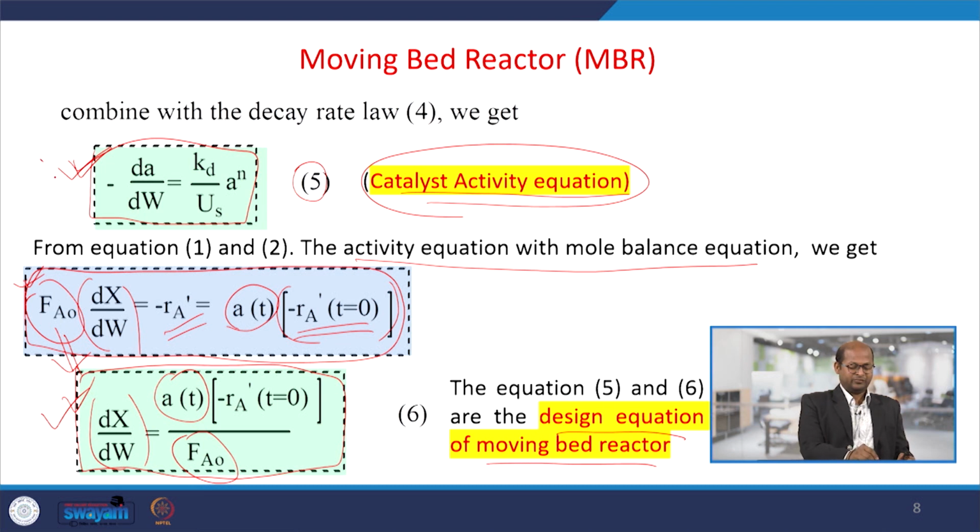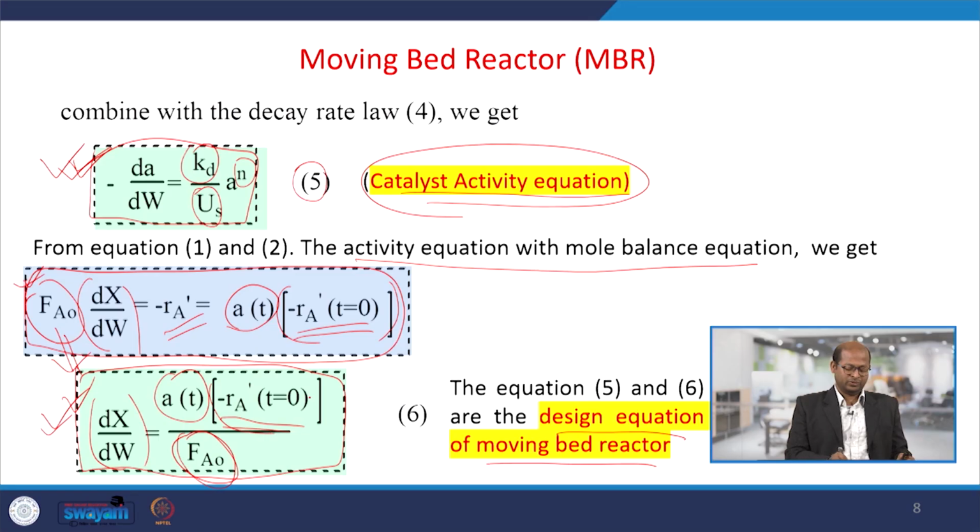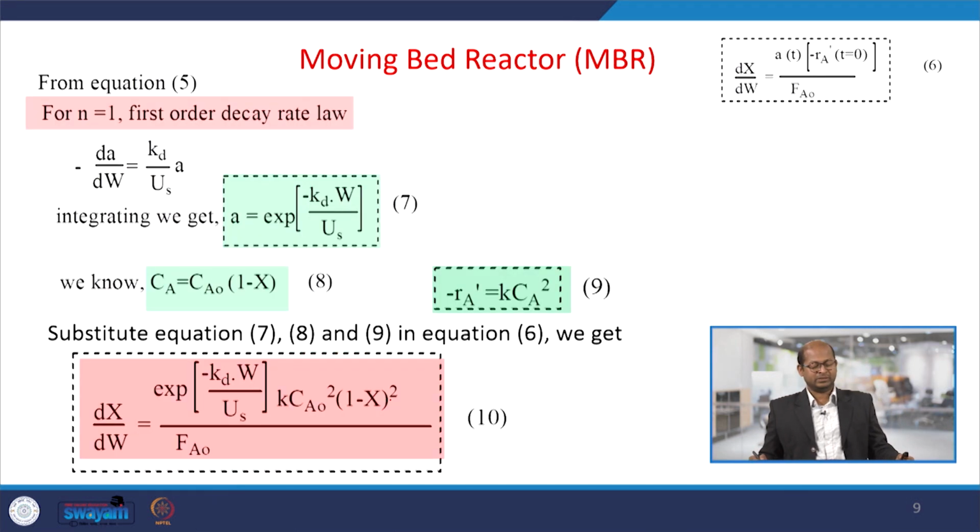So, now we have equation 5 and equation 6, both in differential form. If we want to solve these two equations, first we have to know the small n value, Kd value, Us value, and similarly the F A naught value. At the same time, for the rate of the reaction, if the reaction is, let us say, first order rate equation, second order rate kinetics, or maybe non elementary reactions, if we know the rate, then these are the components we must put in equation 6, and simultaneously we can solve these equations.